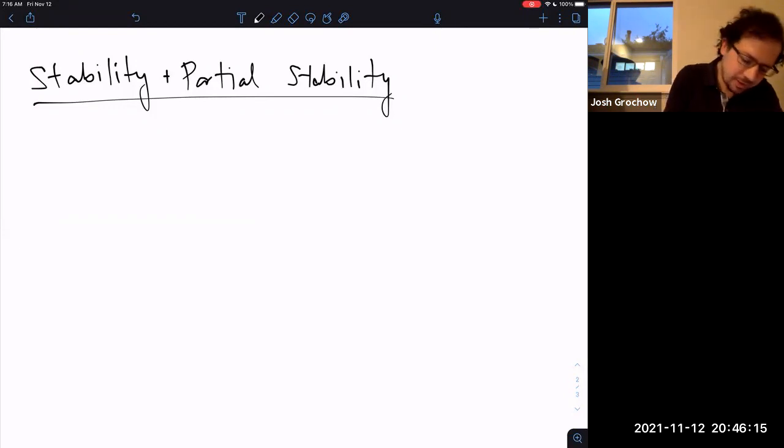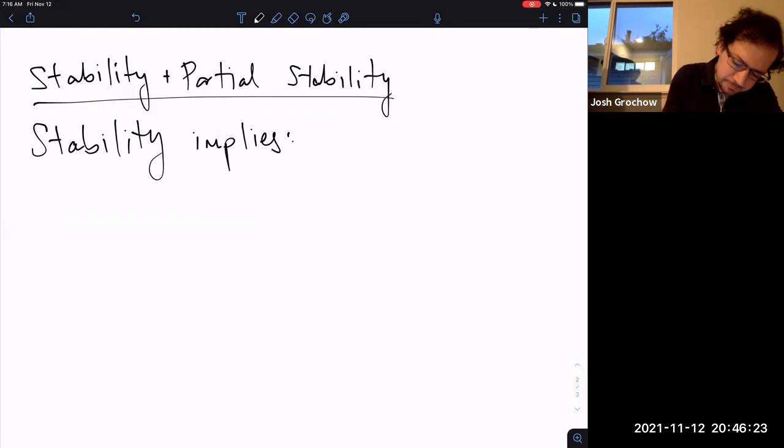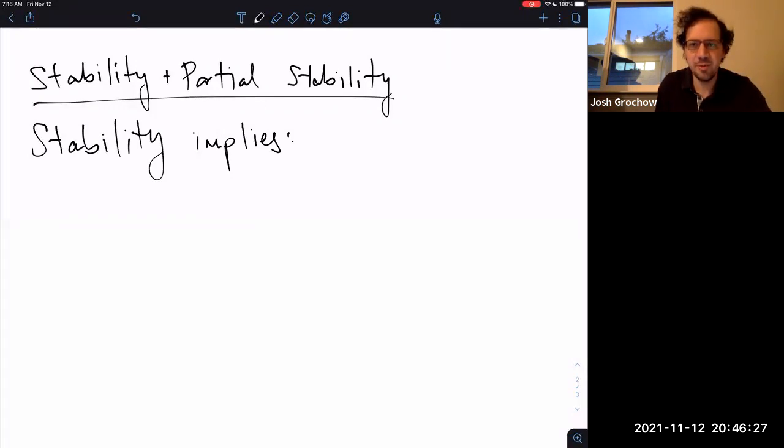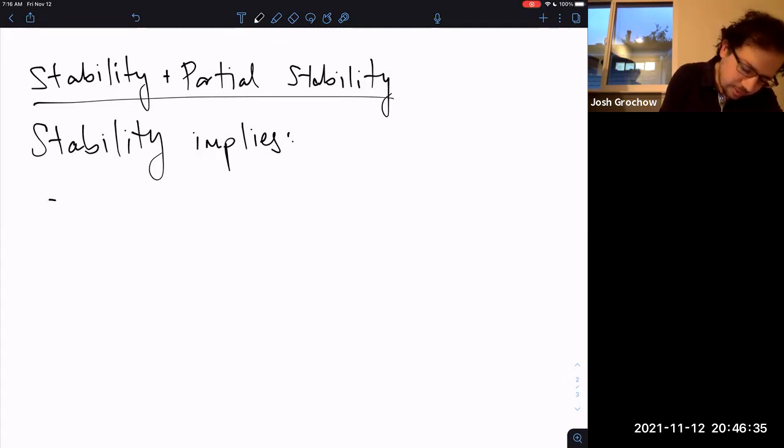Okay, so stability implies a number of things that are nice. Some of these things I will say more precisely, and some less precisely, to tell that part of the story, but there's too much background to go into in detail. So one thing is Luna's étale slice theorem.